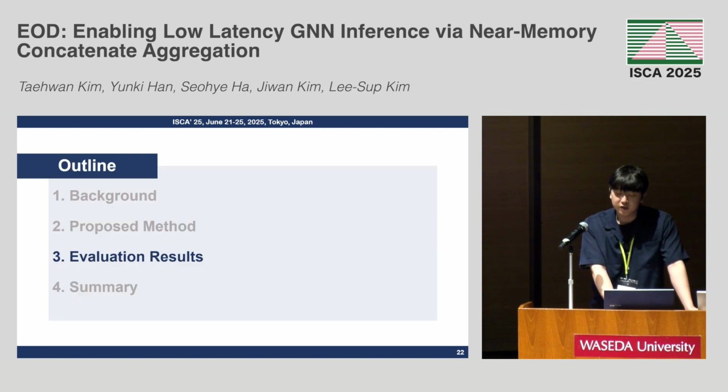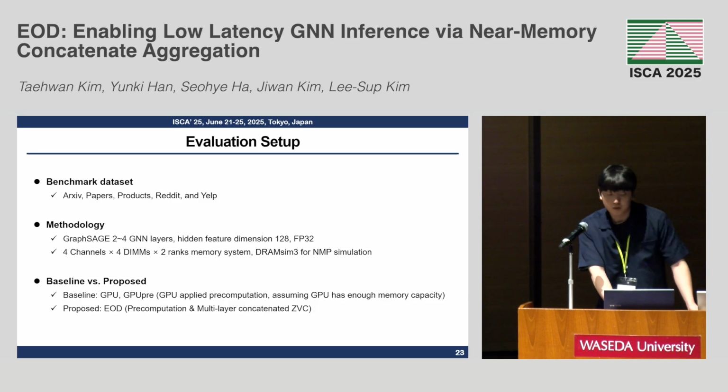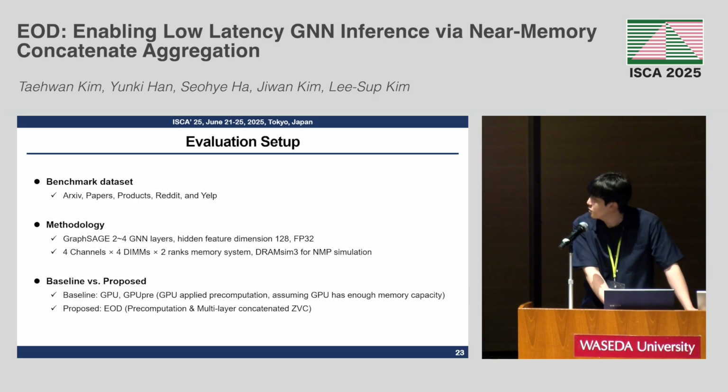Next, I'll present the evaluation results. This is the evaluation setup. Benchmark datasets are arXiv papers, products, Reddit, and Yelp. Methodology is GraphSAGE model with 2 to 4 GNN layers. Hidden feature dimension 128, floating point 32. The memory system is a 4 channels by 4 DIMMs by 2 ranks memory system. We modified DRAMsim3 for NMP simulation.